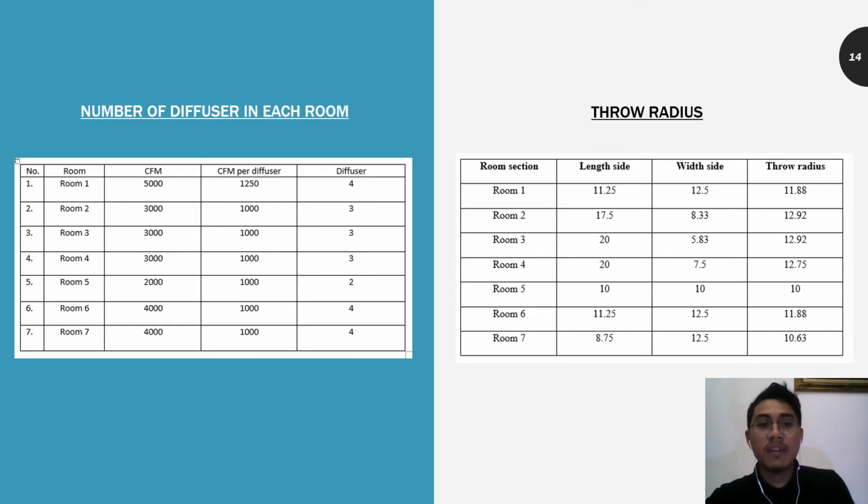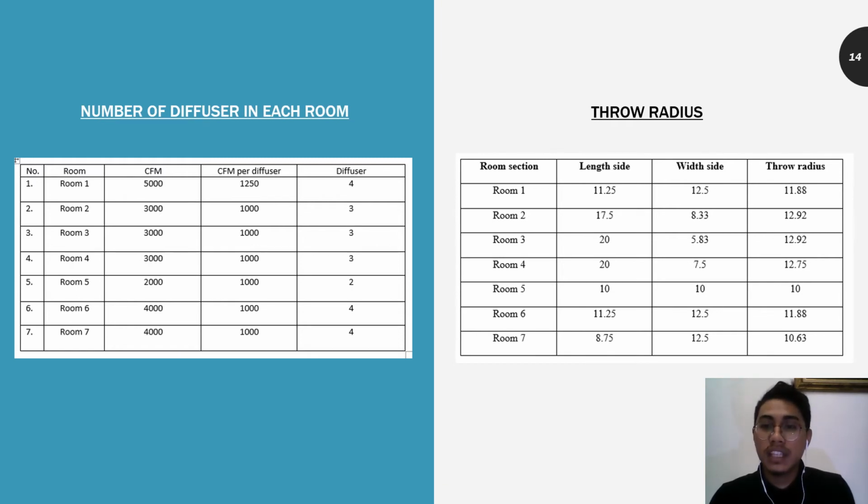This is the number of diffusers in each room. Room 1 has 4 diffusers, room 2 has 3, room 3 has 3, room 4 has 3, room 5 has 2, room 6 has 4, and room 7 has 4. How do we get this? As we calculate the CFM, we list all the CFM and the CFM per diffuser, and we divide CFM by CFM per diffuser, as I said in the methodology.